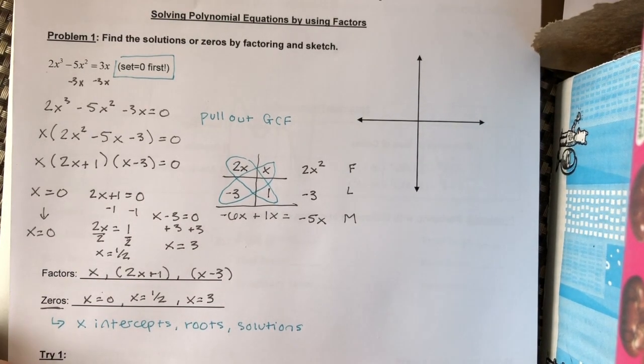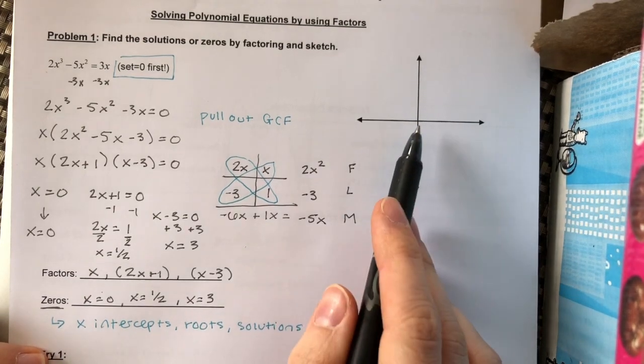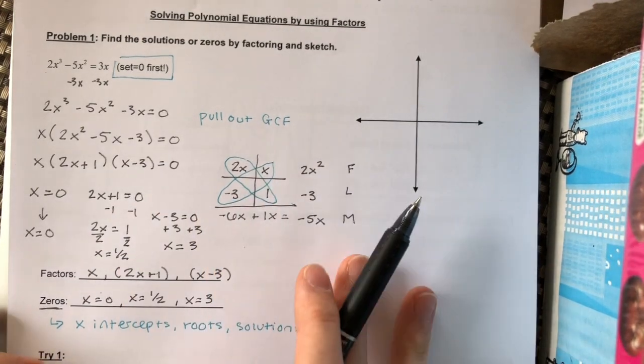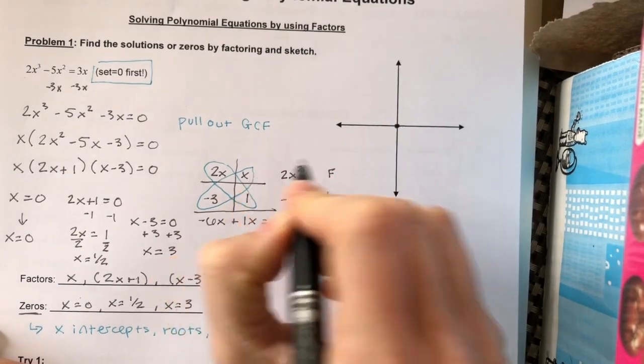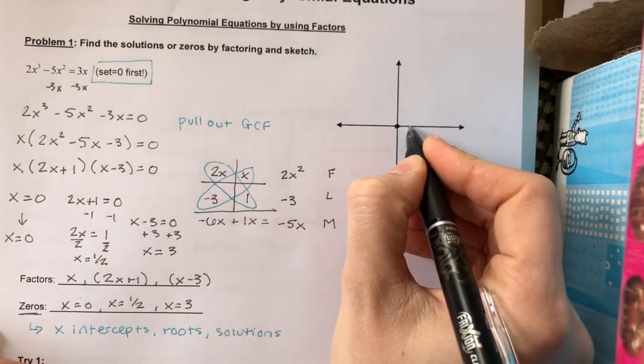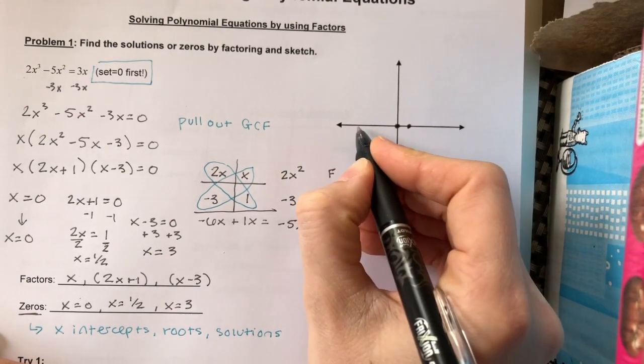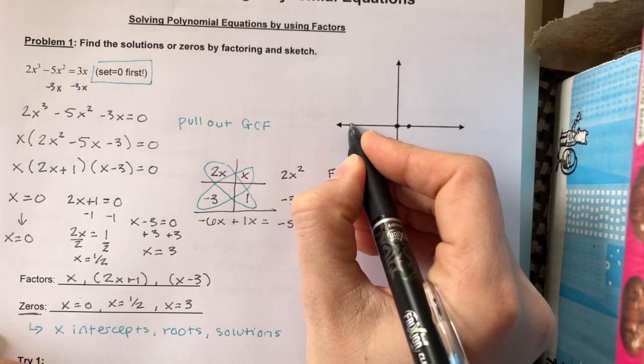Okay, here is how to put them. We can take these and put them on the graph, and that will help us sketch our equation. So I've got x equals 0. Okay, I've got x equals 1/2. We'll call that something like there. And I've got x equals -3. We'll try to scale that a little better.